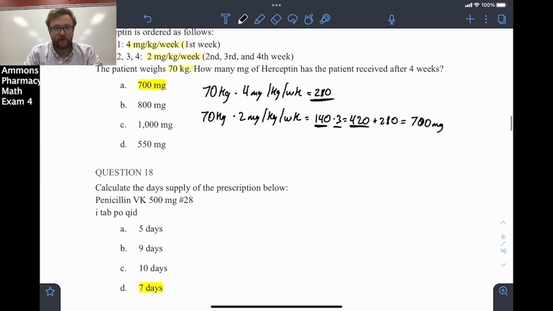Okay. So that one was a little tricky, just based on the verbiage, but he is getting double the dose for his first week, and then the remainder of the 4-week course, he will get half of that.